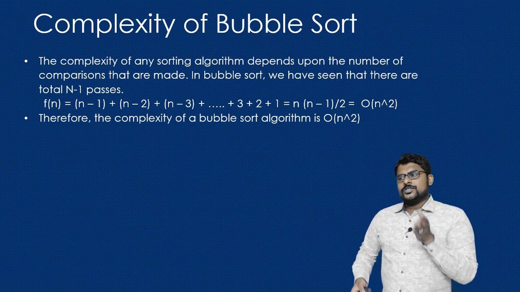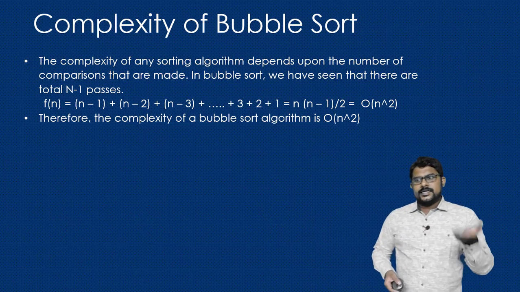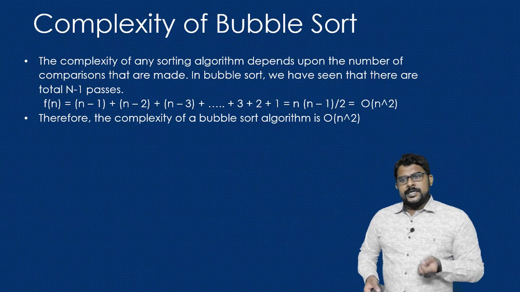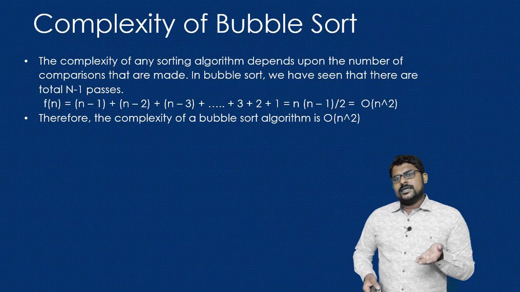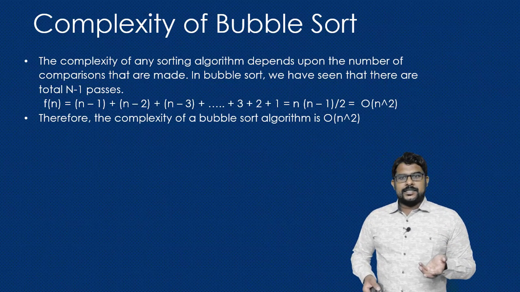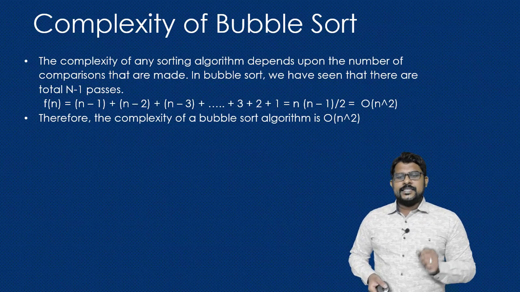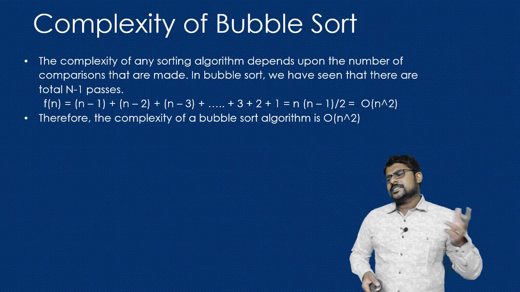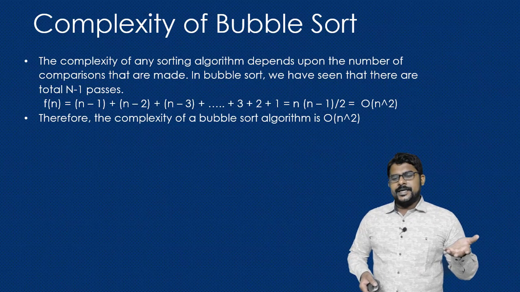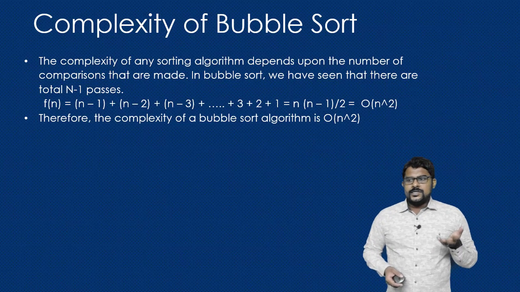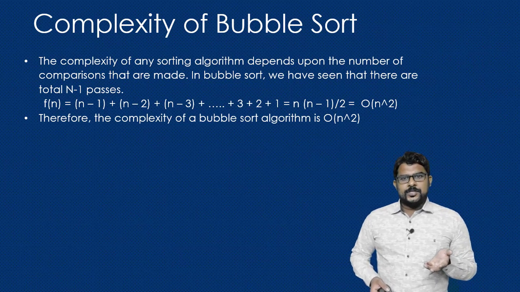So likewise, the total number of comparisons is n into n minus 1 by 2, which is the order of n square comparisons. So here the time complexity of the bubble sort is order of n square, which is a bit higher. Now let us see what are the main advantages of the bubble sort.